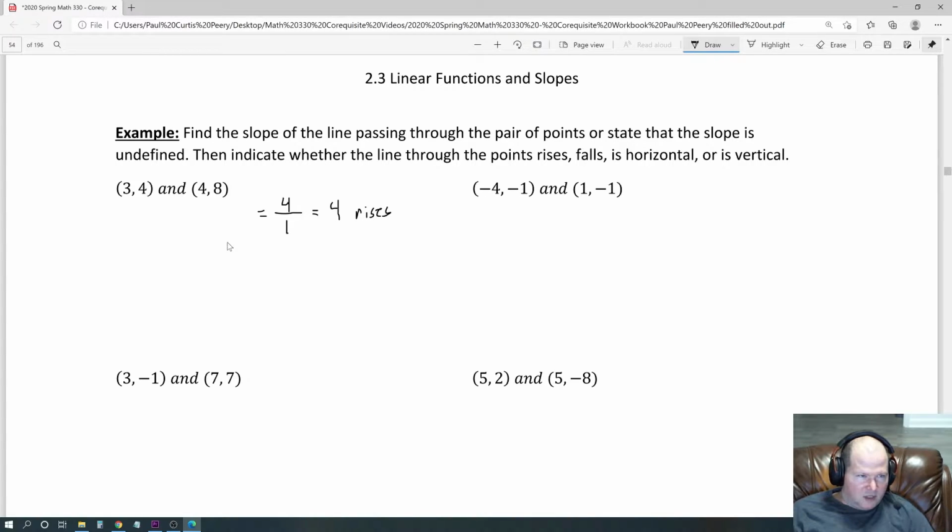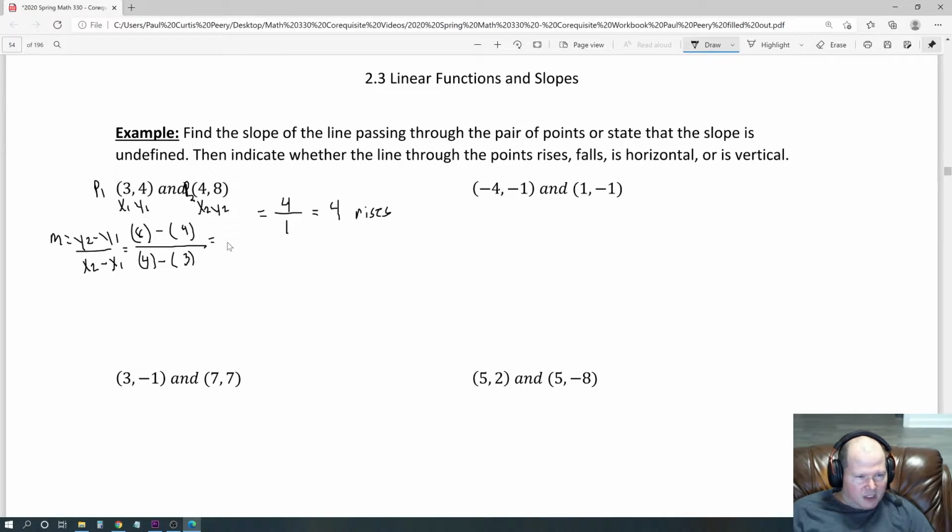Okay, so now let's do it the long way. We're going to say this is point 1, which gives me x1 and y1. We would say this is point 2, which gives me x2 and y2. The general formula for this is m is equal to y2 minus y1 over x2 minus x1. Then we plug everything in. Where it says y2, we plug in our 8. Where it says y1, we plug in our 4. Where it says x2, we plug in our 4. Where it says x1, we plug in our 3.